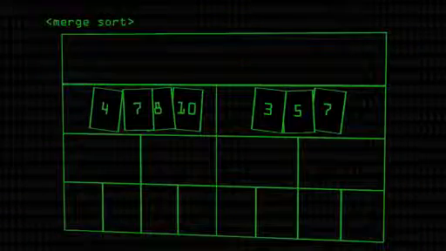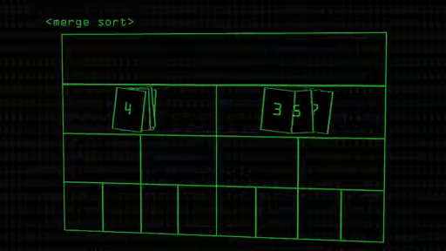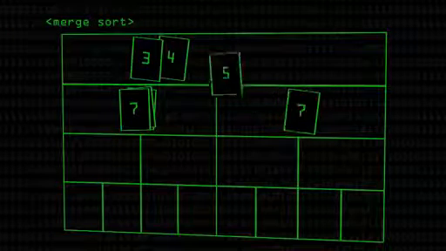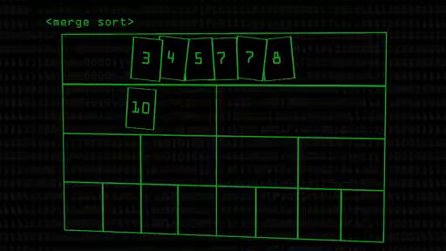So we've got 2 sorted lists now, and all we do is merge them back together. So we've got 4 here and 3 here. So 3 is lowest, so that goes first. Between 4 and 5, 5 and 7, and 7 and 7. Between 7 and 8 is 7, 8 and nothing it's 8, and then between 10 and nothing it's 10.